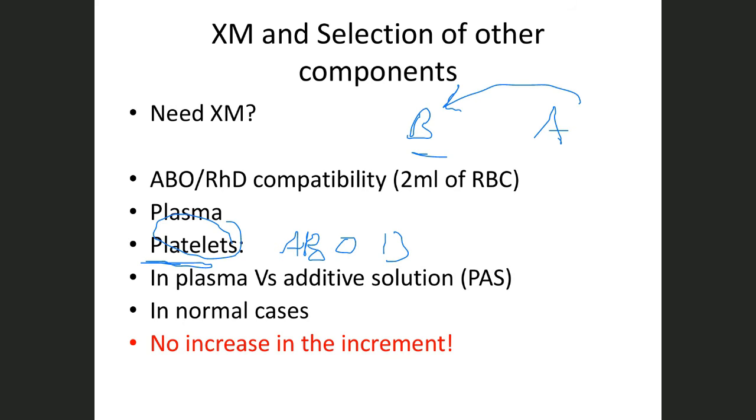It's okay. And usually, if you remember, if you want to prepare one therapeutic dose of platelets, especially from whole blood donation, how many donors do we need? Around 4 to 6 donors. So it's okay to mix them together.